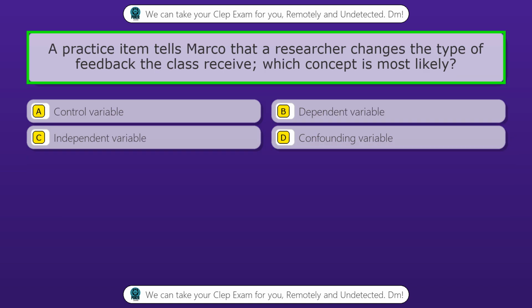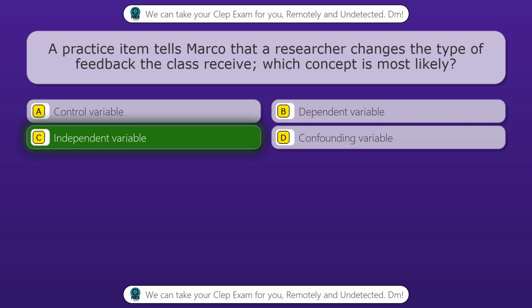Question 90. A practice item tells Marco that a researcher changes the type of feedback the class receive. Which concept is most likely? Option A, control variable. Option B, dependent variable. Option C, independent variable. Option D, confounding variable. The correct answer is option C, independent variable.